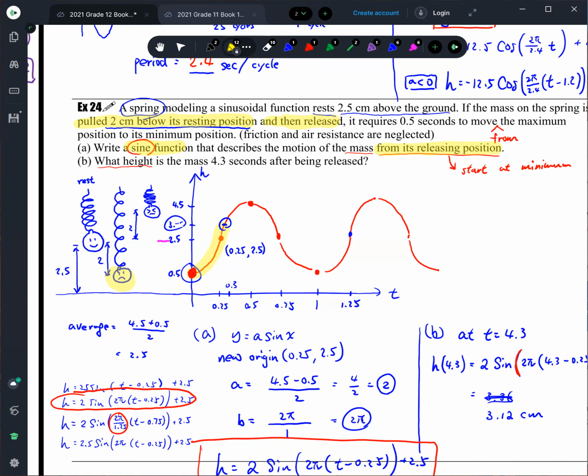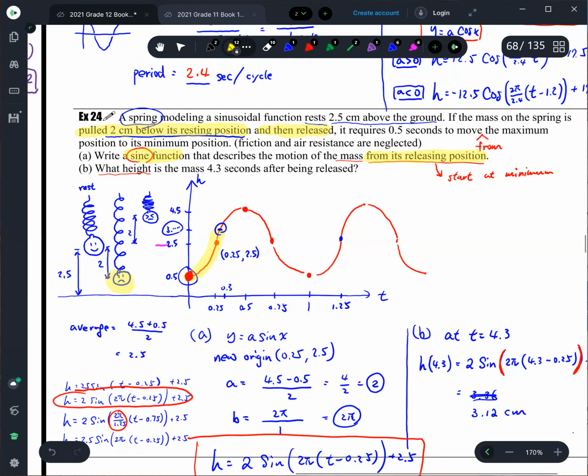Okay. Make sense? So you get all those from the sentences. Yeah, and then after releasing, there's no way to go down, right? So it has to go up, go up, go down, go down. Make sense? Yes. Yeah, okay.